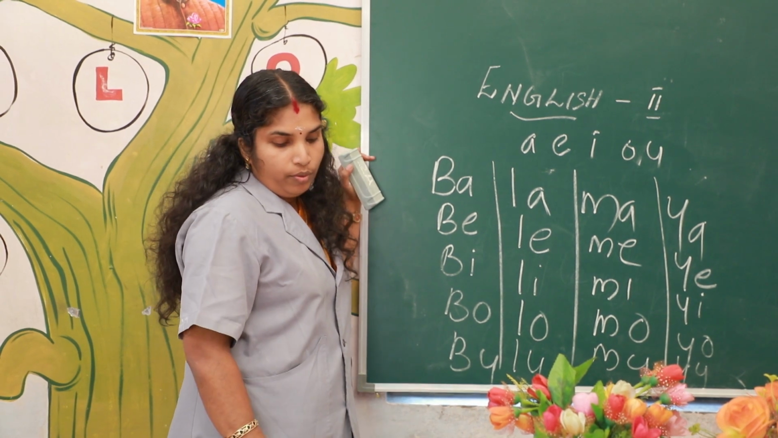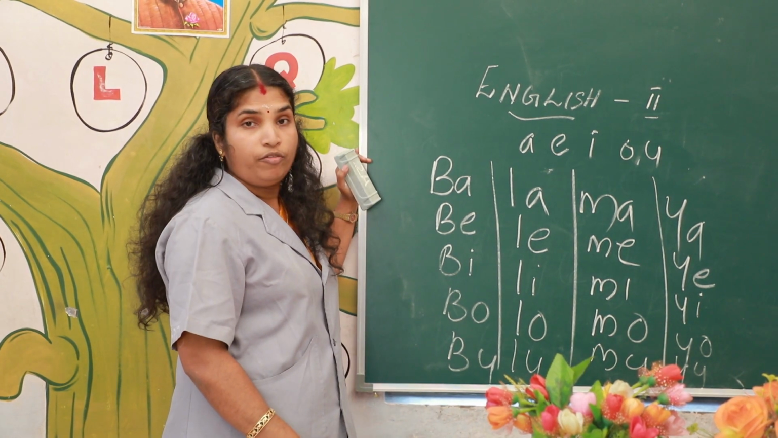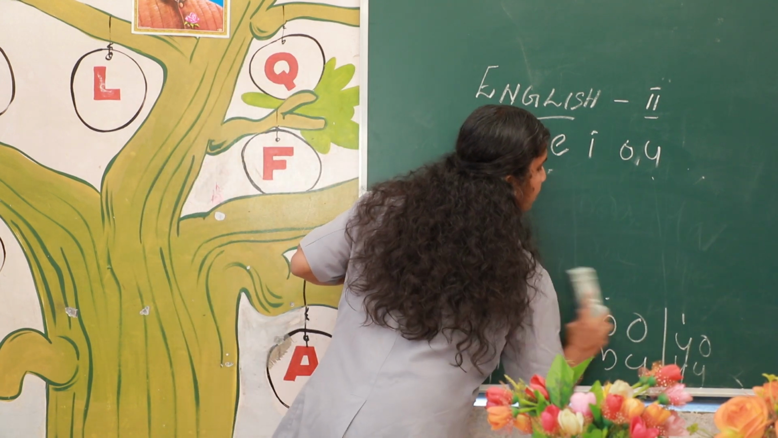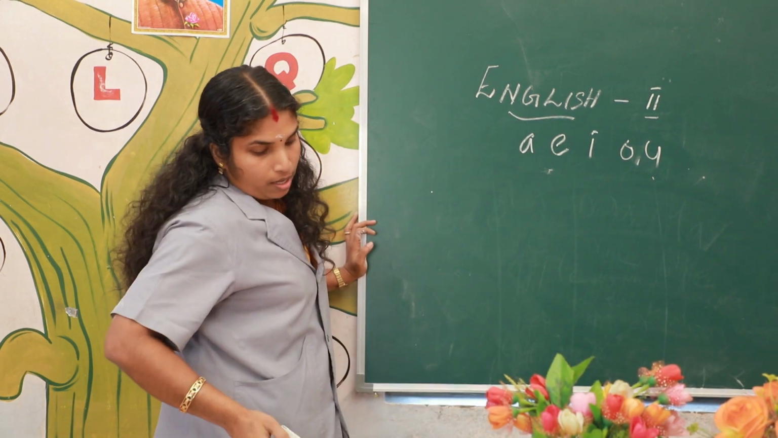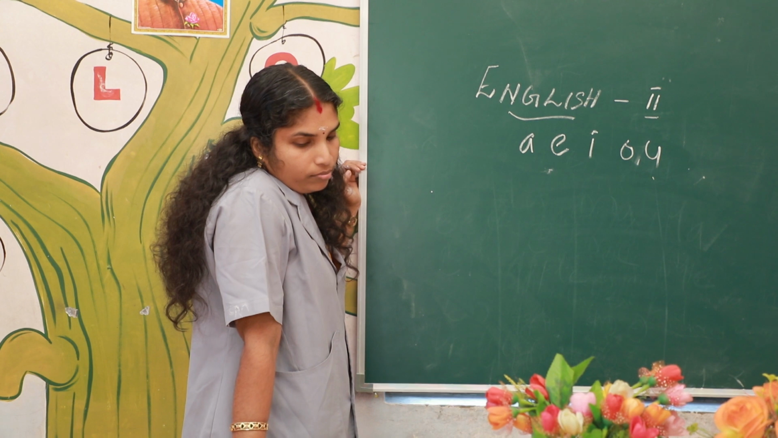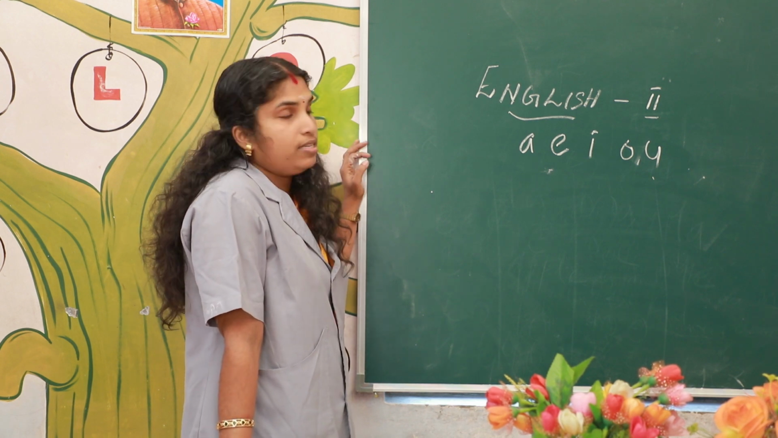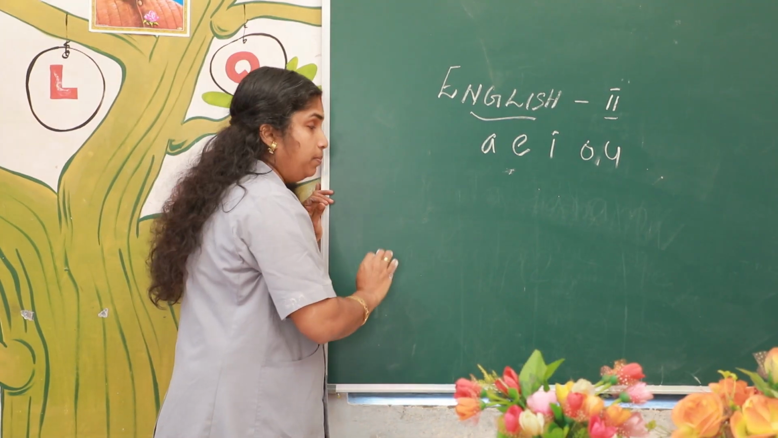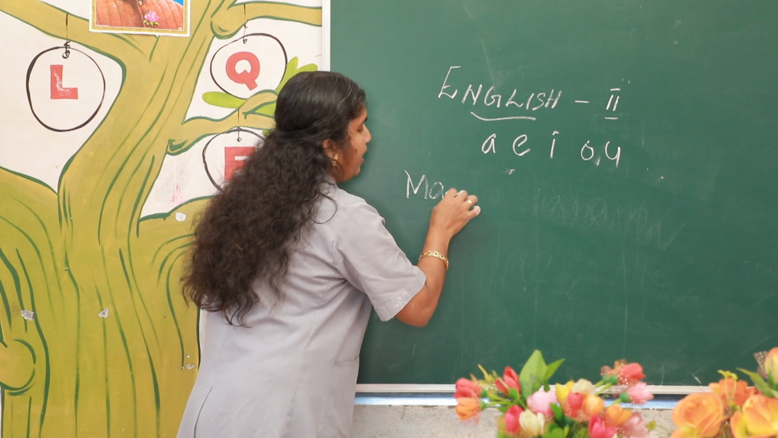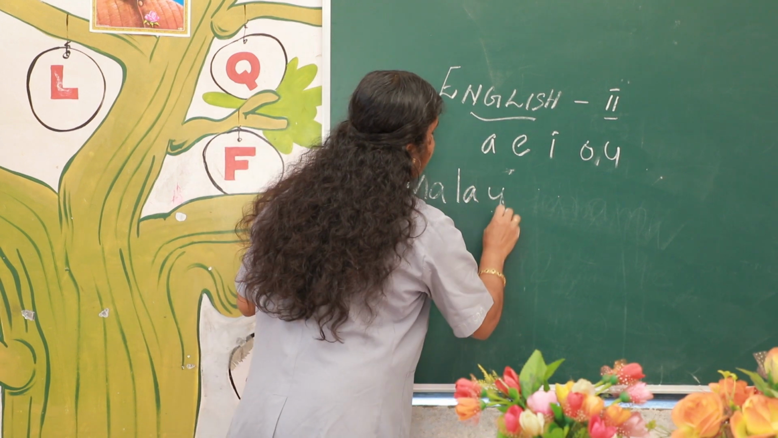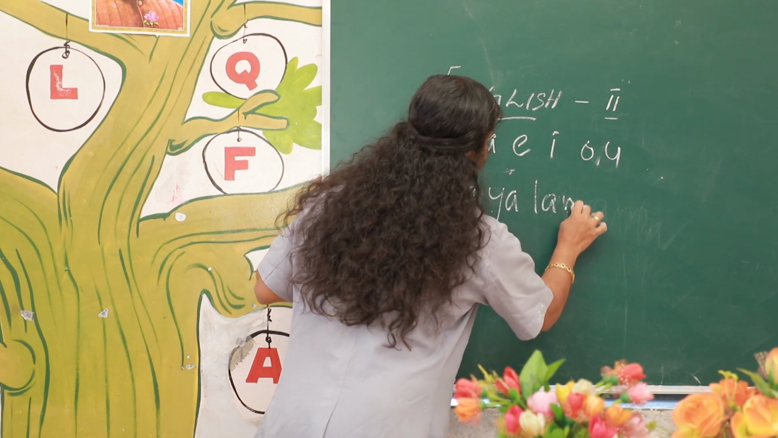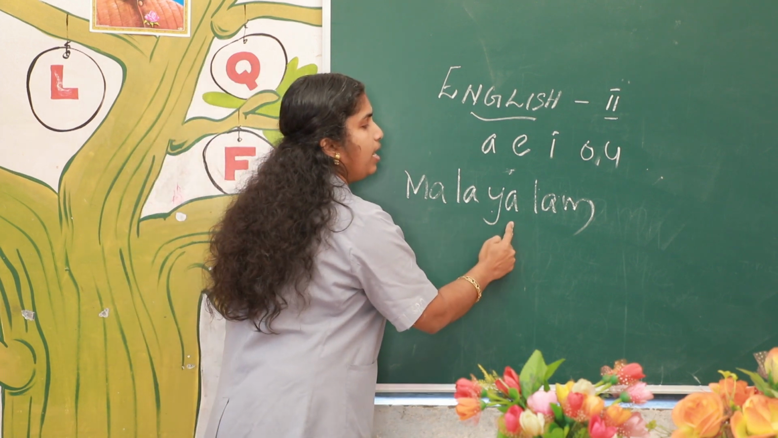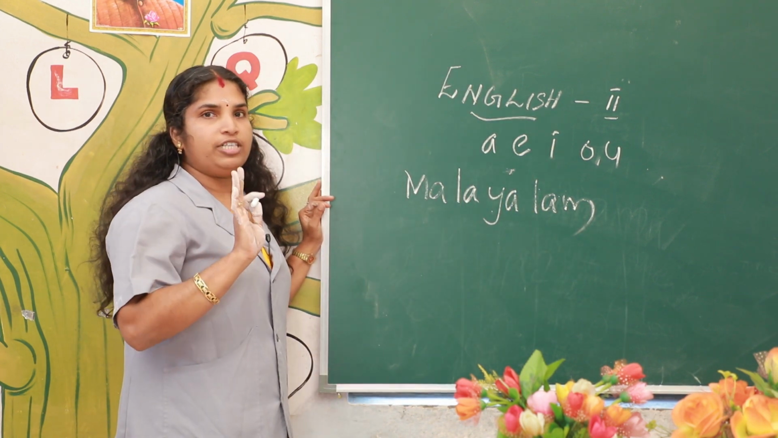Okay. All of you write now. Are you happy? We try to write some words with these letter sounds. First word, Malayalam. Ma, M-A. La, L-A. Ya, Y-A. La, L-A. M. How to read it? Ma, la, ya, la, m. Malayalam.